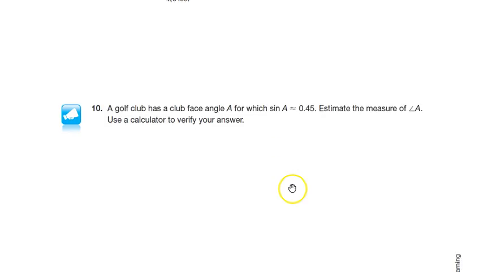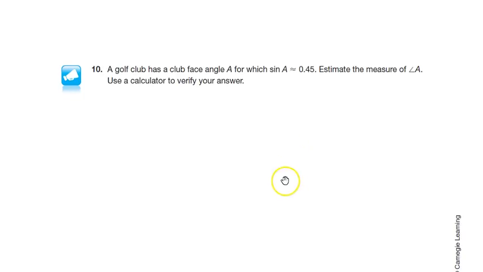And then here we know that the sine is equal to 0.45. So if the sine is equal to 0.45, we can turn that into a fraction, which is 45 over 100. So if the sine of A is 0.45, what would the degree be? Now remember how we found the degree before? We used the inverse sine, right? So you would say the inverse sine of x is equal to 45 over 100.